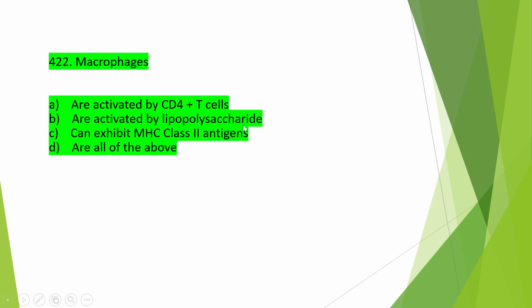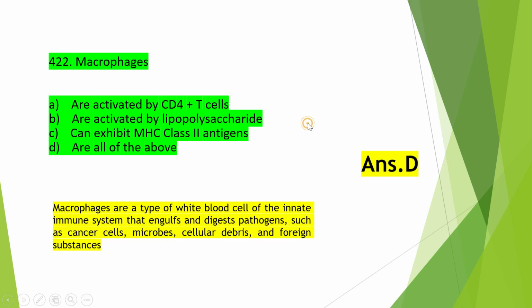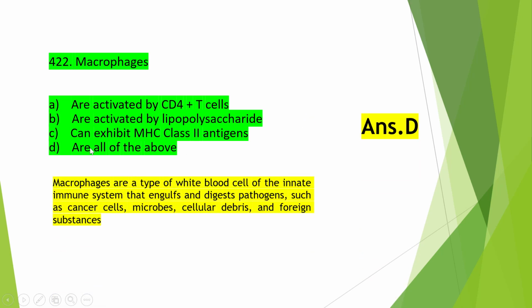Okay, so this is the BCG vaccine, which is a live vaccine. So move on to the next: macrophages are activated by CD4 plus T cells, or activated by lipopolysaccharide, or can exhibit MHC class 2 antigens, or are all of the above, and the right one is option D, macrophages are all of the above. That means macrophages are activated by CD4 plus T cells, are activated by lipopolysaccharides, and can exhibit MHC class 2 antigens. So macrophages are a type of white blood cells of the innate immune system that engulf and digest pathogens such as cancer cells, microbes, cellular debris, and foreign substances.